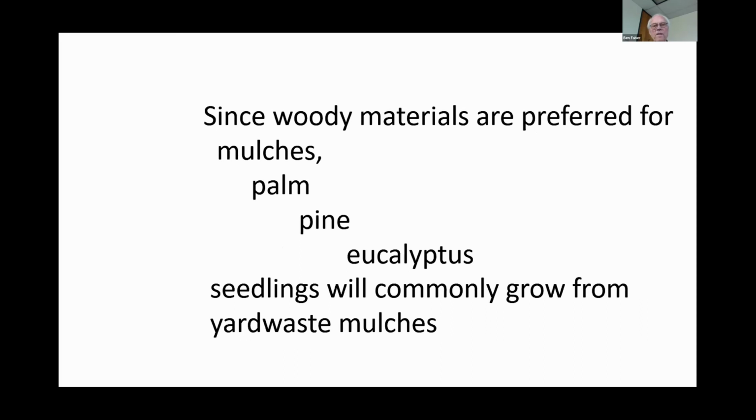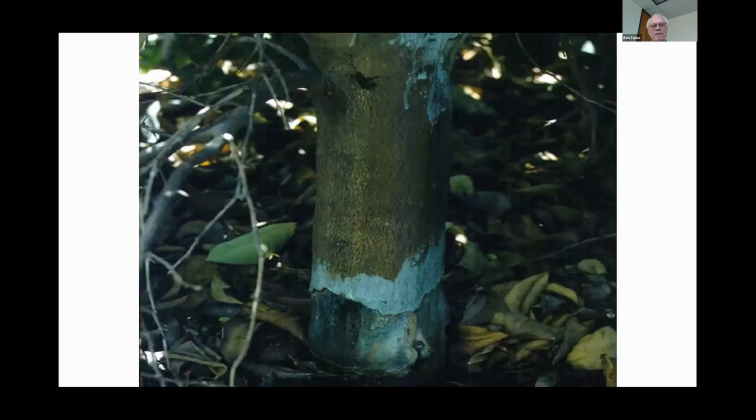We prefer woody materials because of the persistence they can provide. If these are yard waste, a lot of times you'll get introduction of palm seeds, pine seeds, and eucalyptus. Sometimes you'll get tomato seeds being brought in with mulches. So you have to watch that material as it comes in to make sure it's clean. This is an example of rodent damage that happened in citrus where we were mulching. These meadow mice can cause a real problem.